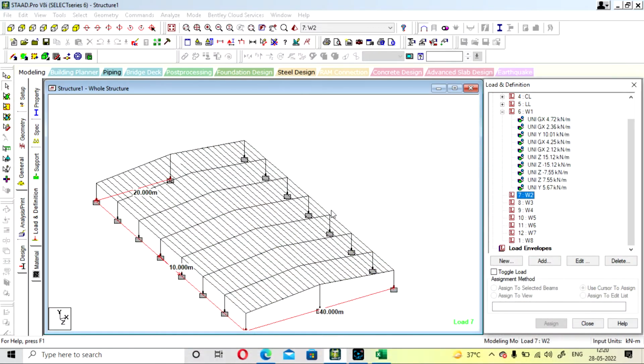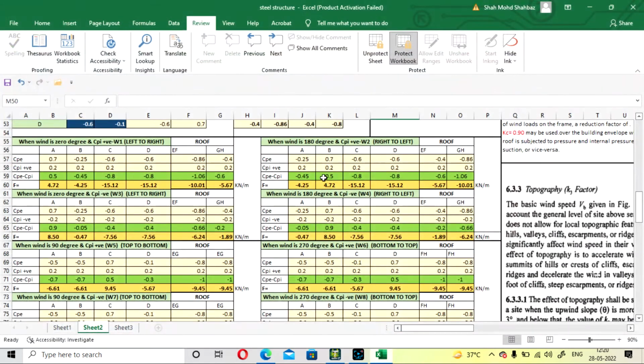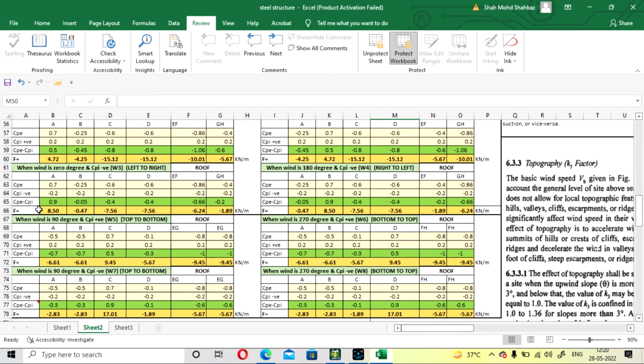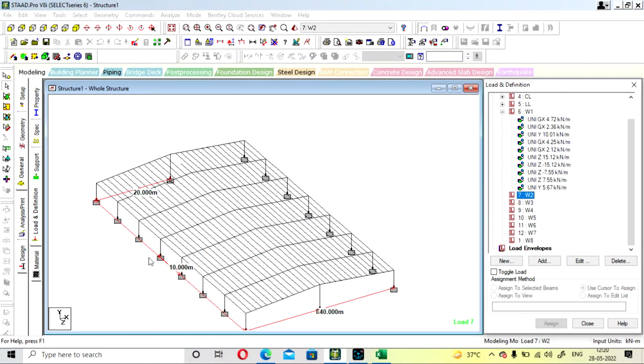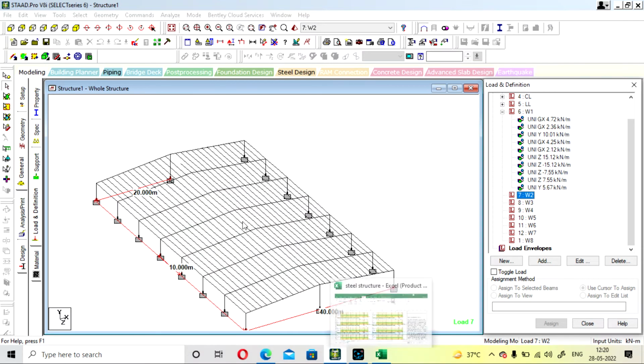So this will be your B side, so B will be the only positive. Okay, all will be negative. This is also one of the methods you can use to check whether you are going correctly or not. You can go with this value also when wind is at 0 degree with negative CPI. Okay, so it is acting from this direction only, but your internal pressure coefficient is opposite to the structure.